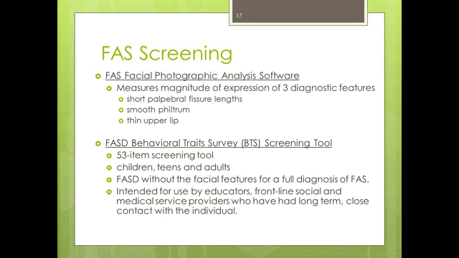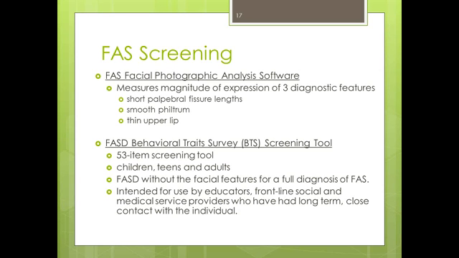Screening Tool. It was a 53-item screening tool for children, teens, and adults, and kind of going back to the alcohol-related neurodevelopmental disorder that we talked about. It's for kids that have that without the facial features for a full diagnosis of FAS, but they have some of the other features. So its intended use is for educators, frontline social and medical service providers who have had long-term close contact with the individual.